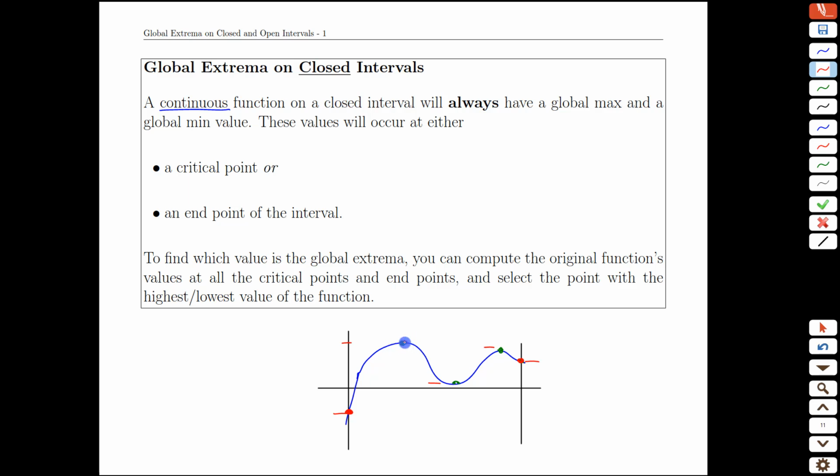The point that is the highest is literally the highest. It'll be the global maximum. Comparing all those points and finding the single lowest point gives us the global minimum. We really like looking for global extrema on closed intervals because there is this nice clean process for it.